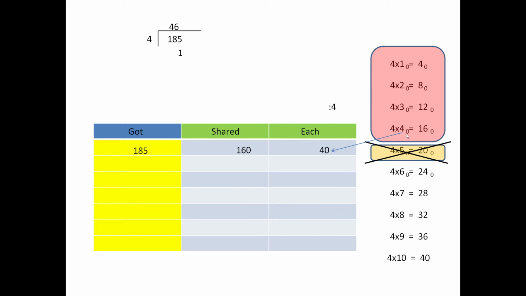You are going to have to take this 0 as well with 4. That means that you have linked this number 40. And you have 185, and you have taken away 160, you have now 25. And you have to come back to the old multiplication table, because you only have 25.